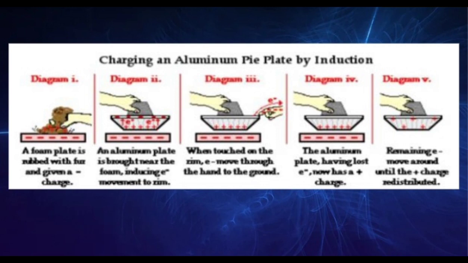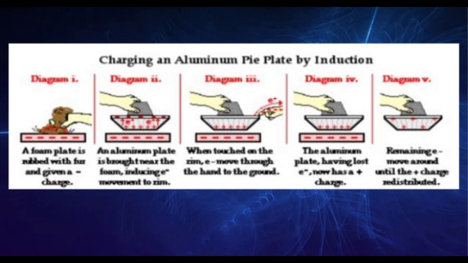The electrophorus further illustrates that whenever we charge a neutral object by induction, the charge being imparted to the object is opposite that of the object used to induce the charge. In this case, the foam plate was negatively charged and the aluminum plate became positively charged. On the other hand, there is never a transfer of electrons between the foam plate and the aluminum plate. The aluminum plate becomes charged by a transfer of electrons to the ground.